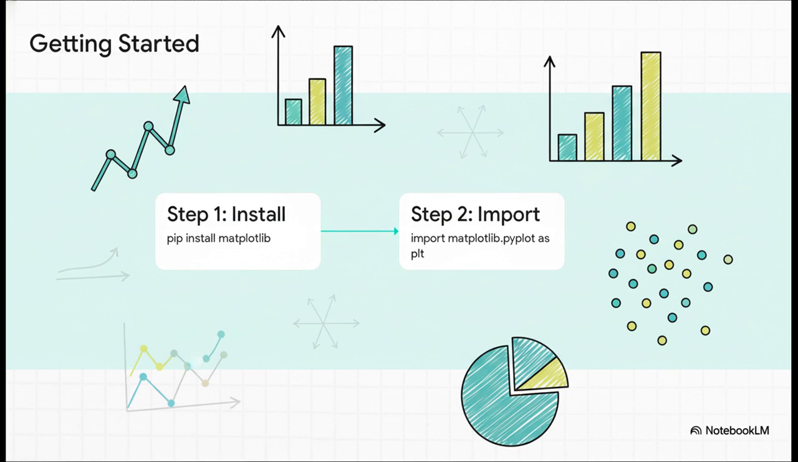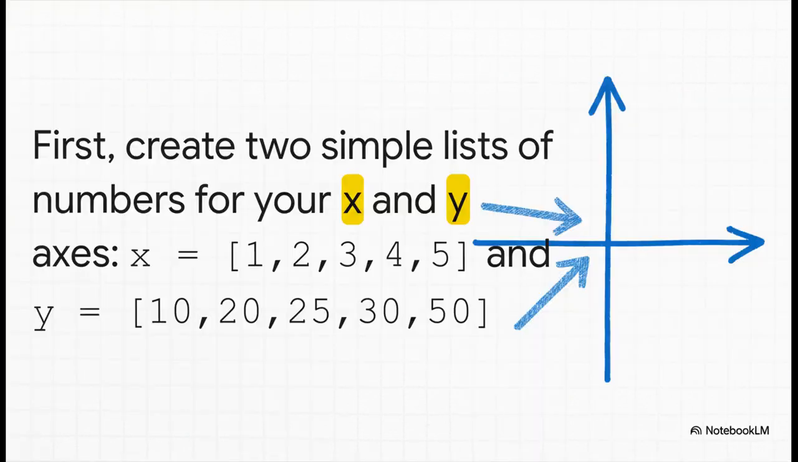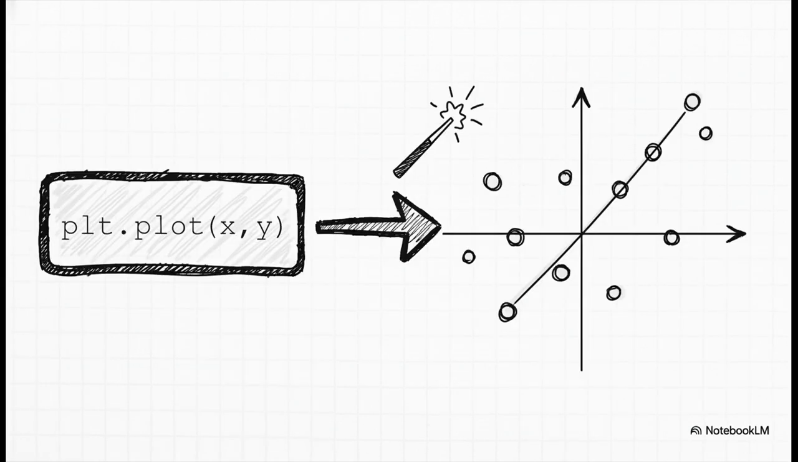You'll see plt everywhere. Now, to draw something, we obviously need some data. We'll start with two super simple lists of numbers. You can think of the x list as the points along the bottom of our chart, maybe months 1 through 5, and the y list as the values that go up the side, like, say, the number of sales. And here it is. This is the magic moment. With just this one single command, plt.plot(x, y), you're telling Matplotlib, hey, take my x and y data and just draw a line that connects the dots.